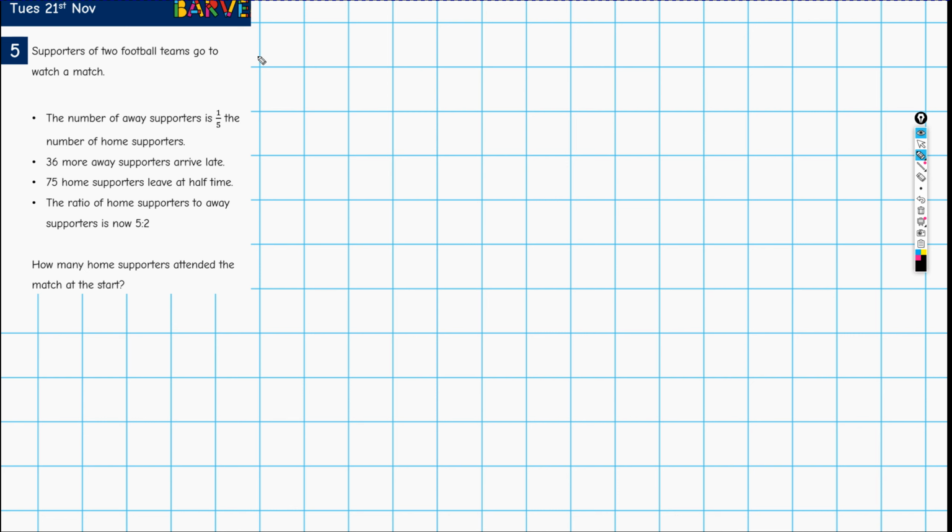Well, I'm going to show you two approaches to this, or two ways that I thought one might solve this, both of which require two bars to be drawn. So we've got home, we've got away. I might start with drawing a bar for away. So this represents the number of away supporters at the start, and we're told that that's one-fifth the number of home supporters. So we've got 1, 2, 3, 4, and 5. Okay, so this is the situation at the start.